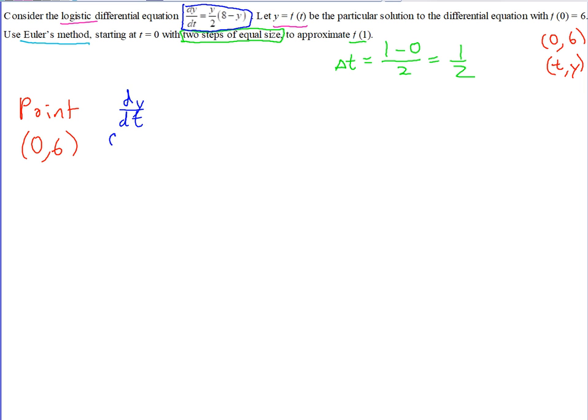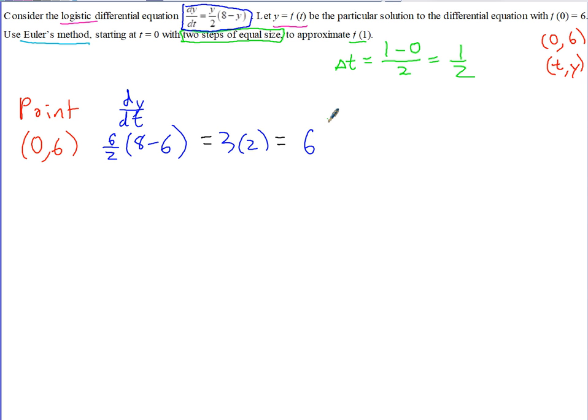So that'll give us 6 divided by 2 times 8 minus 6. And then we can simplify it. 6 divided by 2 is 3, and 8 minus 6 is 2. So we get our derivative is 6.